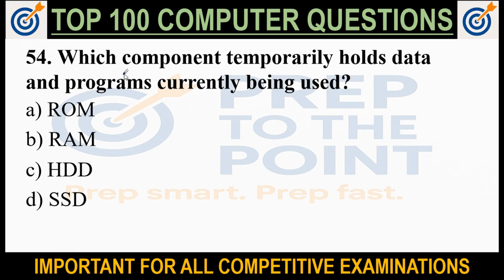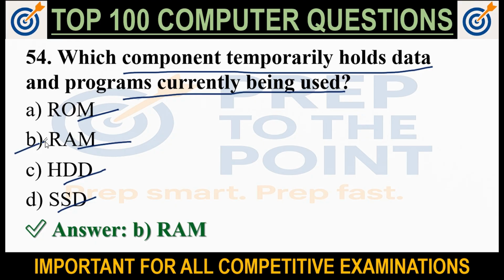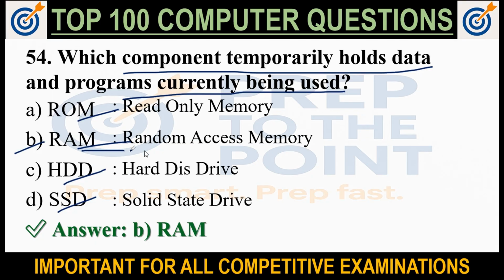Which component temporarily holds data and programs currently being used? ROM, RAM, hard disk drive, solid state disk? The right answer is RAM. RAM stands for Random Access Memory, and any program currently being used, its data and instructions are temporarily stored in RAM. Other than RAM, ROM, HDD, and SSD all are non-volatile storage devices.